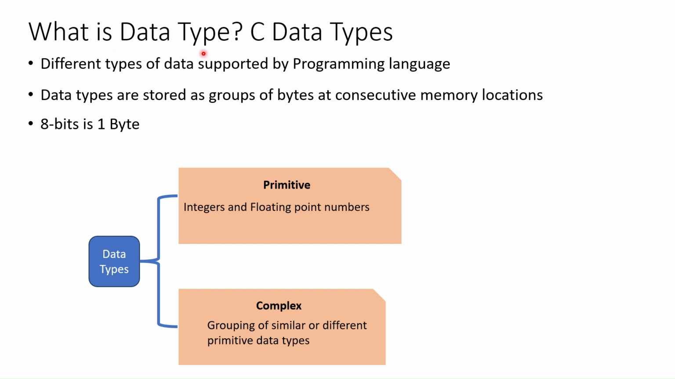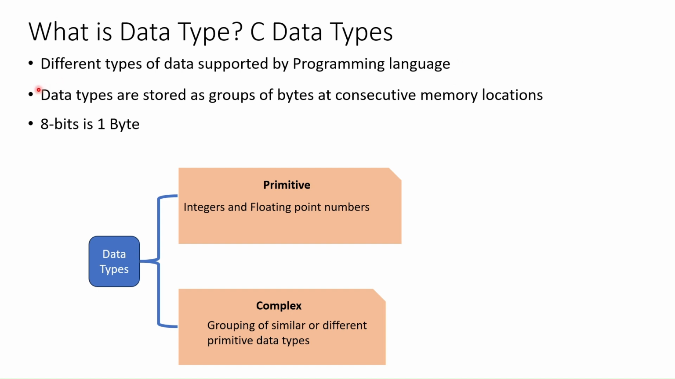So we will discuss what a data type is and the different C data types. A data type is nothing but the different types of data supported by a programming language. It can be integers, floating point numbers, or byte streams. You don't need to worry, as we go into further discussions, you will understand.